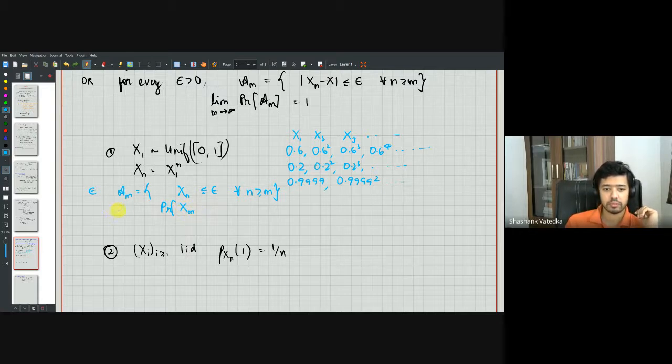xm, so the probability of AM is basically the same as the probability that xm is less than or equal to epsilon. Correct?